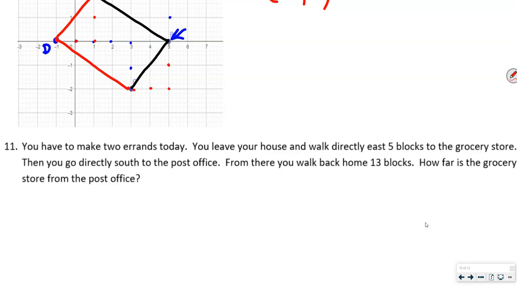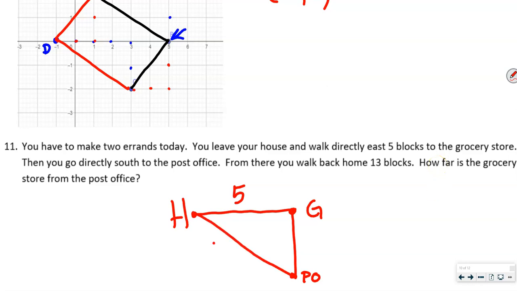You leave your house and walk directly east. So I'm going from my house, and I'm going directly east to the grocery store, and it says east 5 blocks, right? So read, draw, okay? Then you go directly south to the post office. Okay, so I went directly south to the post office. And then it says from there, you walk back home 13 miles. So I went from the post office to the home 13 miles.